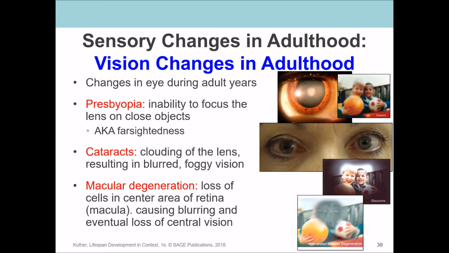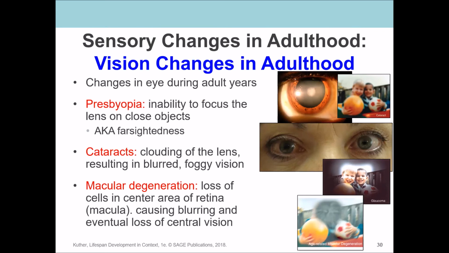Cataracts are more common in older age. This is the clouding of the lens, resulting in blurred, foggy vision, and this can lead to blindness if not treated. It's the result of a combination of hereditary and environmental factors associated with oxidative damage, like diabetes or smoking.